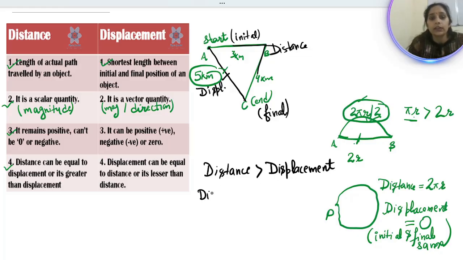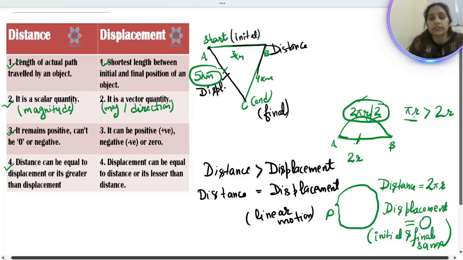One more case is here, that distance is equal to displacement. In some cases, distance is equal to displacement, and it is only possible in the case of linear motion. An object is traveling in a straight line, at that time distance equals displacement. So we can also write distance is greater than or equal to displacement, but distance can't be less than displacement. That's why distance is never negative.